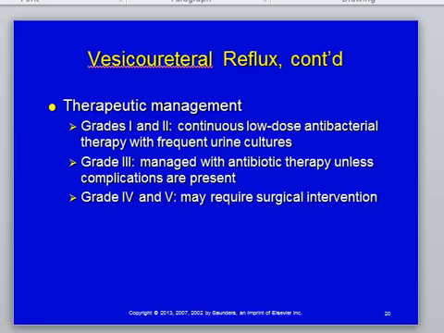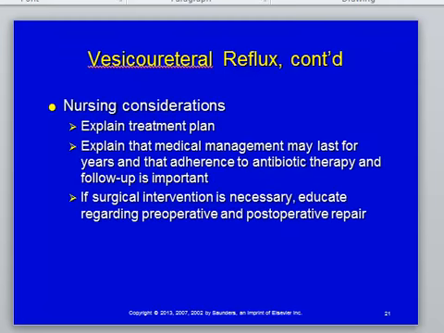So this slide kind of gives you some ideas of what they do with the different grades. Grades 1 and 2, they do continuous low-dose antibacterial therapy with frequent urine cultures. Grade 3 is managed with antibiotics unless complications are present. And then grade 4 and 5 may require surgical intervention.